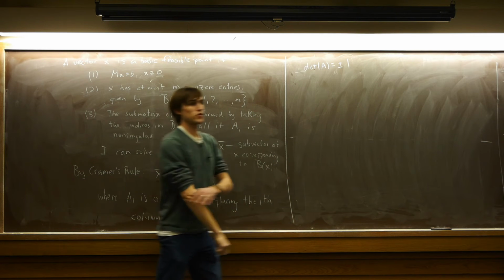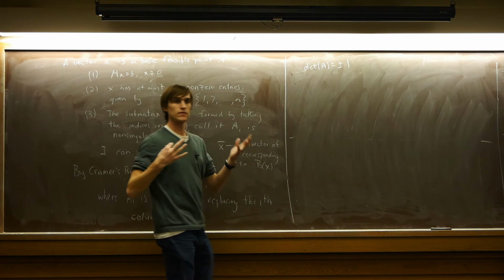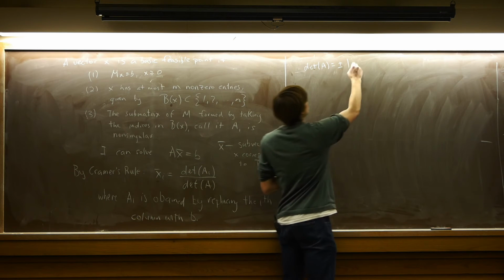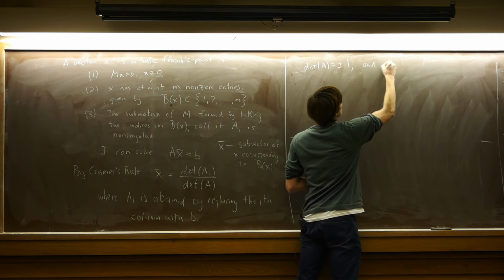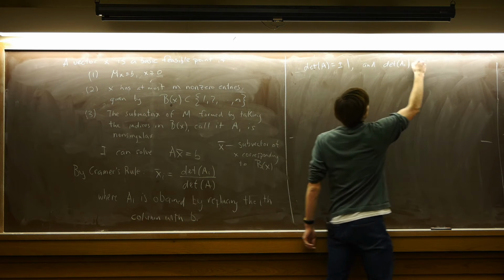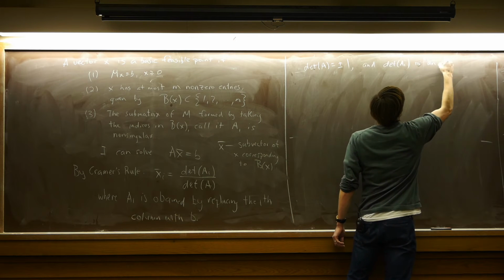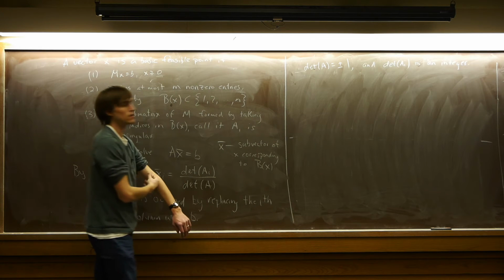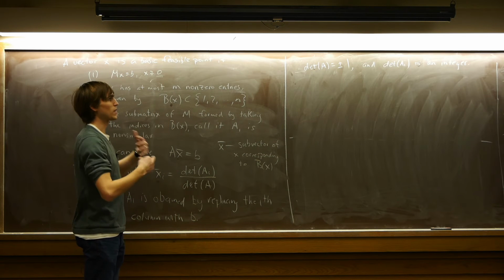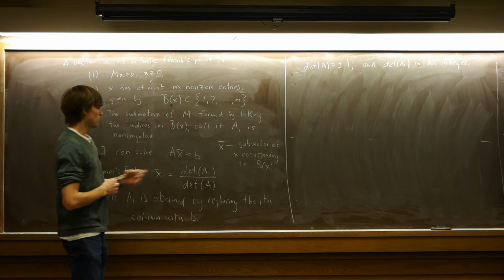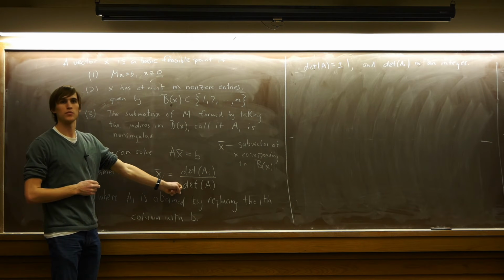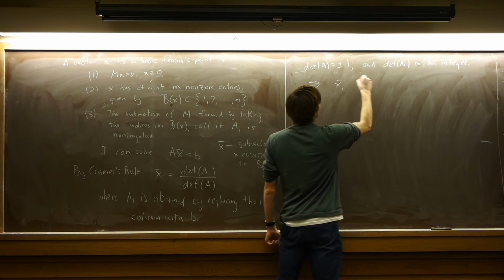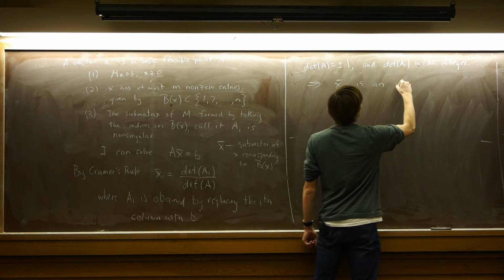So that means the determinant of A is plus or minus 1, just by definition, since it's a square submatrix. It's non-singular, and M is totally unimodular. And the determinant of A_i is an integer. Why? Because B is an integral vector, so I'm just taking the determinant of a matrix that has all integer entries. So I'm taking an integer and dividing it by plus or minus 1. So x_i is an integer.